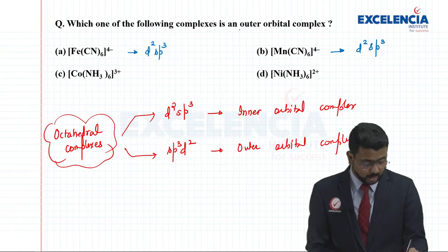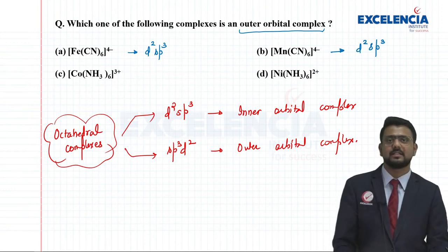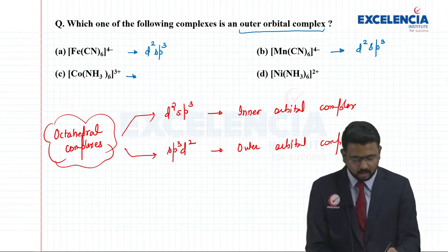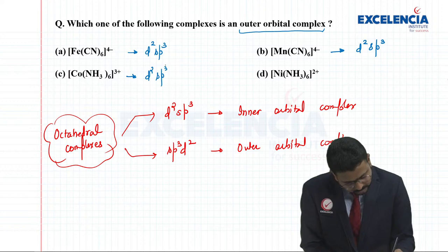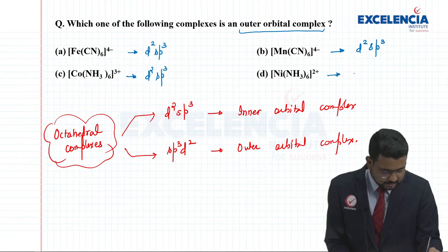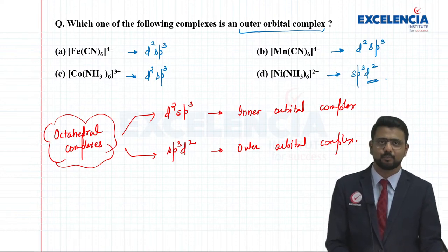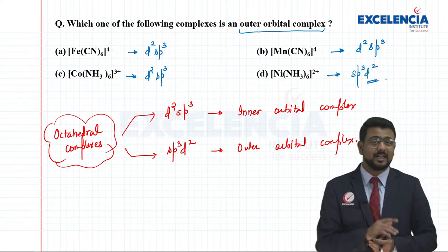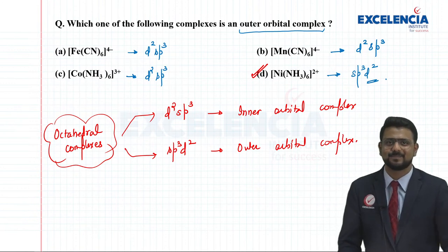The question is, which is going to be the outer orbital complex? You have [Co(NH3)6]3+ and [Ni(NH3)6]2+. The hexaamminecobalt ion is also found to show d2sp3 hybridization, which means it is an inner orbital complex. And finally, this one is going to show sp3d2 hybridization. You can work this out and you will realize that the hybridization here comes out to be sp3d2. Because it shows sp3d2, it means the outer d orbital is involved in the hybridization, and hence it is an outer orbital complex. That is the reason the correct answer should be D.